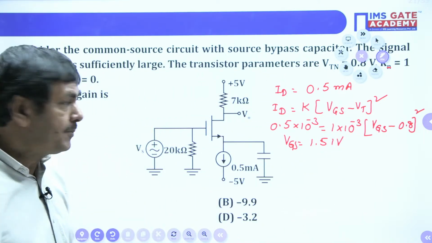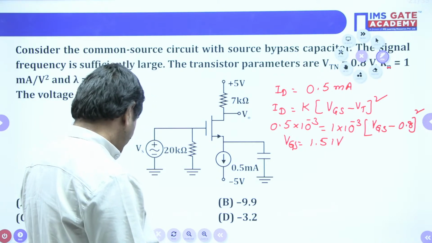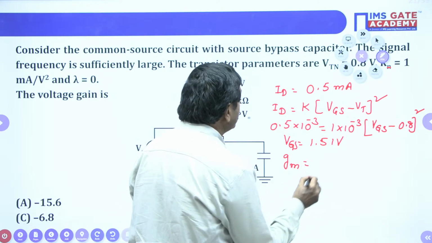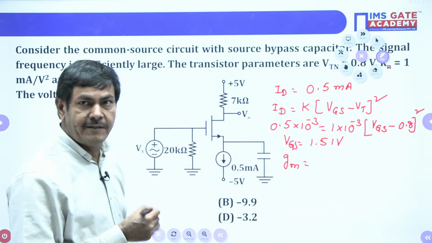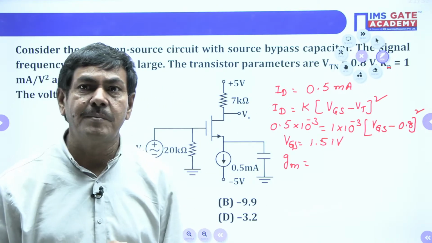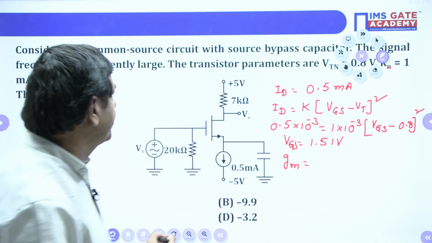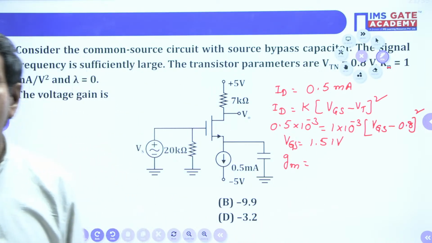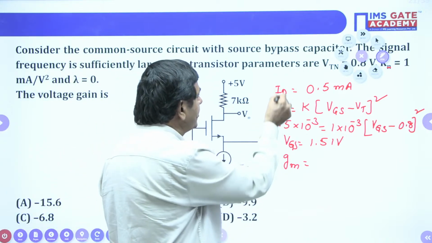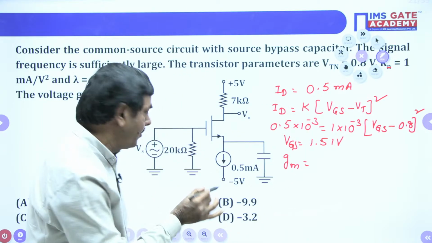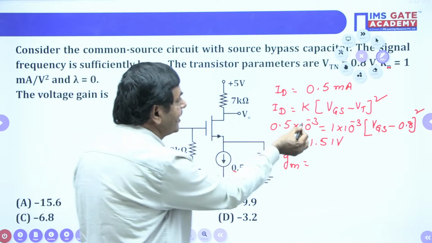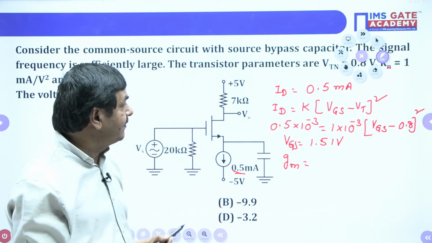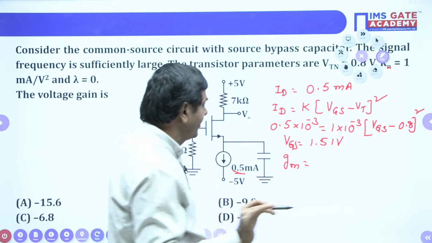Sir, why is this VGS required? For the sake of finding the transconductance. Transconductance equals dID by dVGS, so differentiation is required. ID is 0.5 milliamperes, which I have taken directly from the problem. By using this equation, I am calculating VGS. The drain current is already given, so I don't need to do anything more.